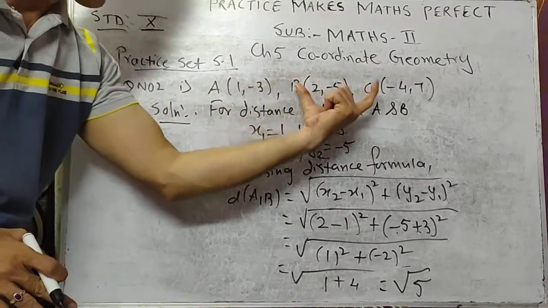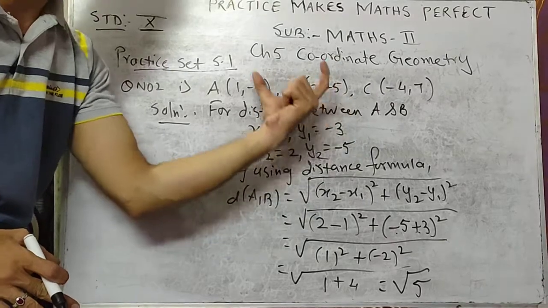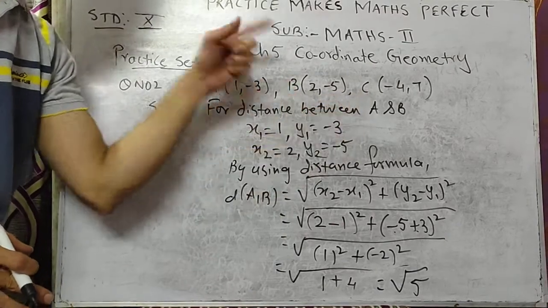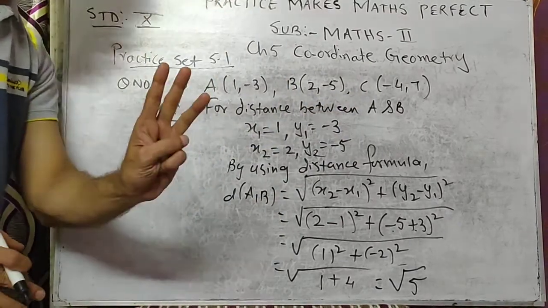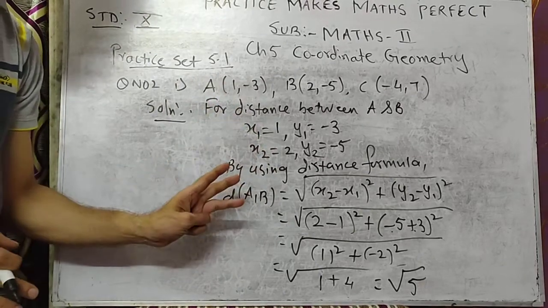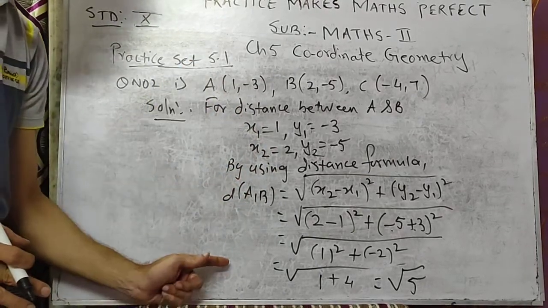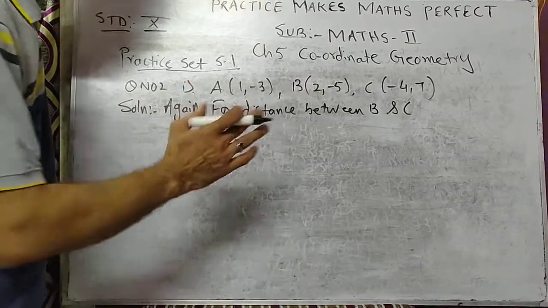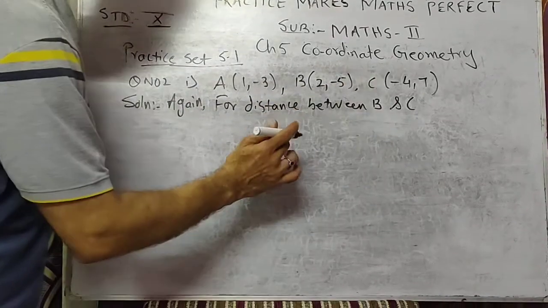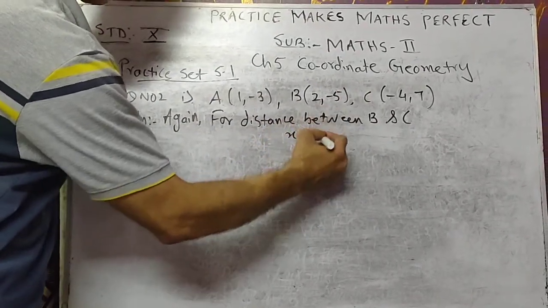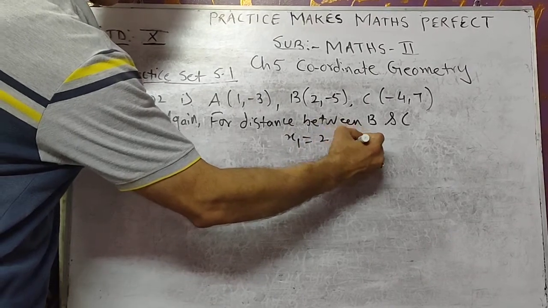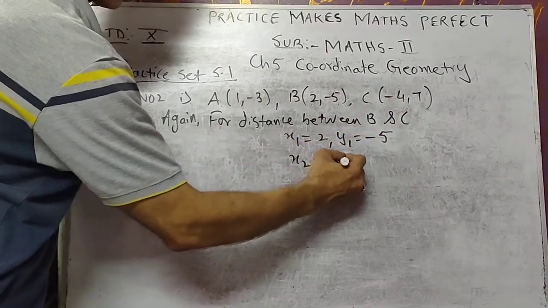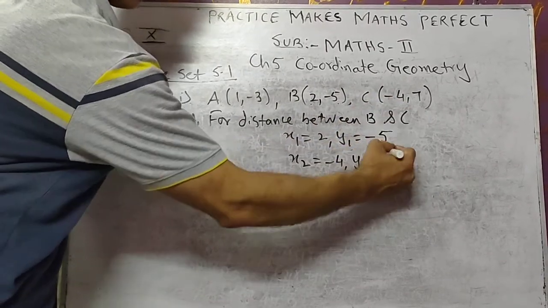After getting this distance A comma B as root 5, now we will move towards BC. After this, find the distance between B and C. Similarly, the same formula you will use for B and C, and then A and C. That means you are using the distance formula 3 times. You can solve this very easily. Now again for the distance between B and C, x1 is equal to 2, y1 is equal to minus 5, x2 is equal to minus 4 and y2 is equal to 7.